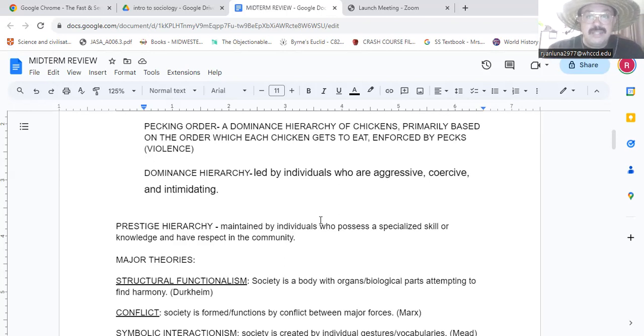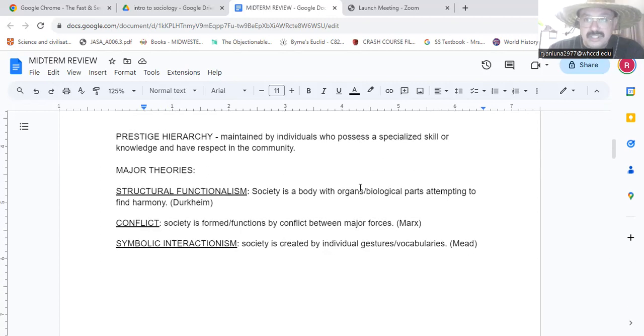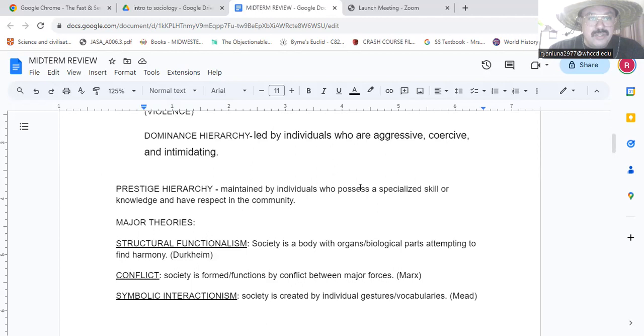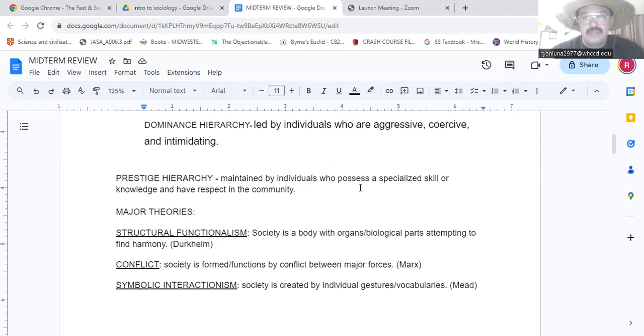So it's social order maintained by a dominance hierarchy. What's a dominance hierarchy, right? Individuals who are aggressive, coercive, and intimidating. Prestige: individuals who possess a specialized skill or knowledge and have respect in the community. Most of the time, humans throughout history have used dominance hierarchy. But now, in modern times, in corporations and other institutions, there's an attempt to use a prestige hierarchy, right? Sort of a meritocracy. If you do your work, you get your education, you're going to rise through that way. And what you need to know in dominance hierarchy: when there's conflict between groups, people prefer a dominant leader. When there's conflict inside a group, people prefer a leader that operates on prestige.